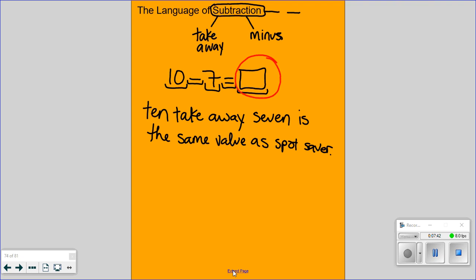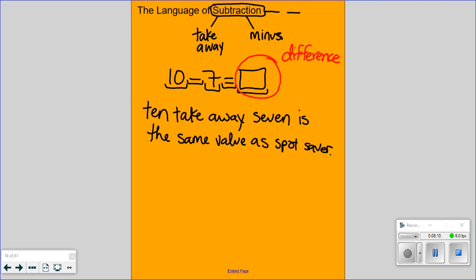Nope. So, the answer to a subtraction problem is called the difference. Probably have heard that before. Now, you're probably wondering, why is it called difference? Right? The word different seems like different things are different.